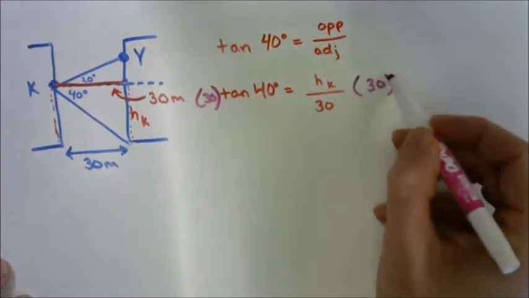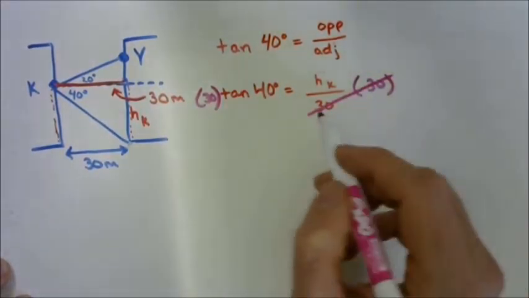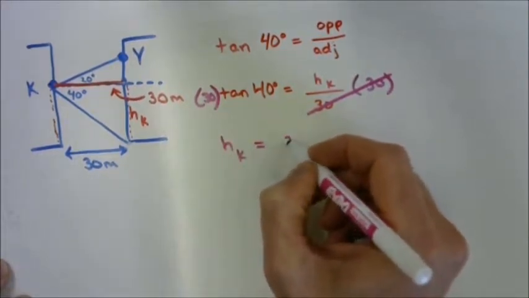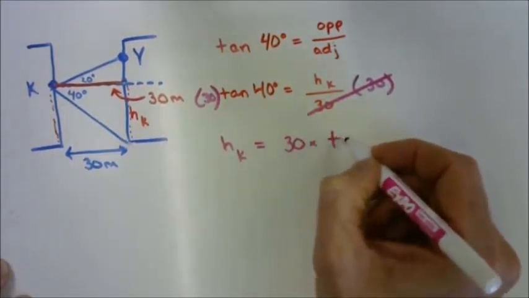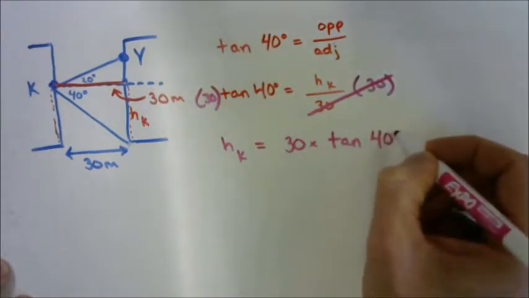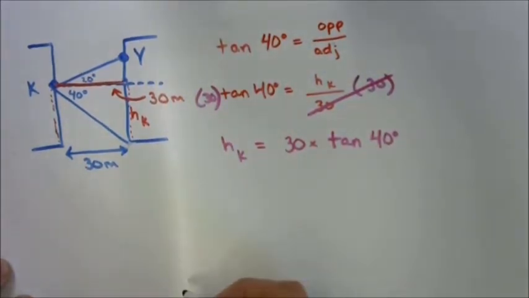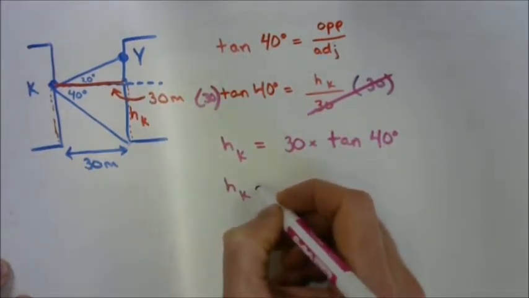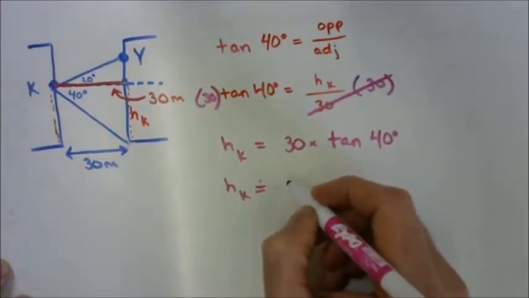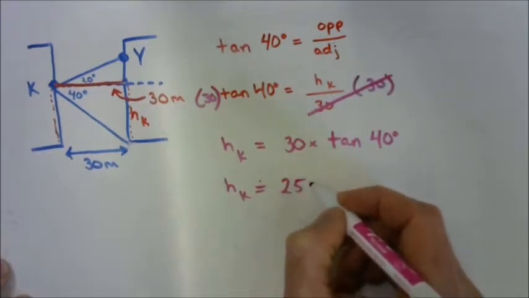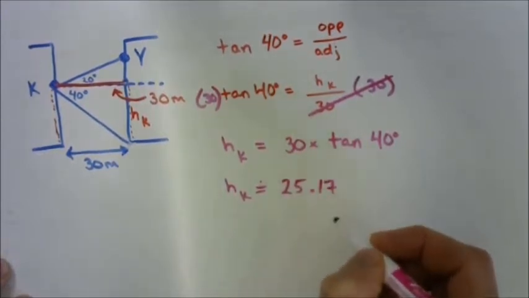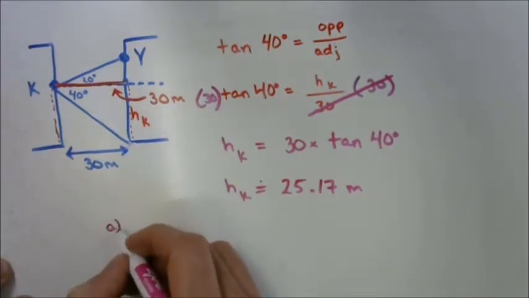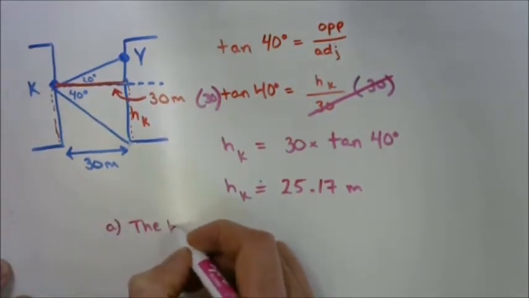Over here we'll have 30 divided by 30, that crosses out, that's 1. And if we flip it around here, we get the height of Kim's balcony is 30 times the tangent of 40 degrees. And we use our calculator there. The height of Kim's balcony is approximately 25.17 meters.